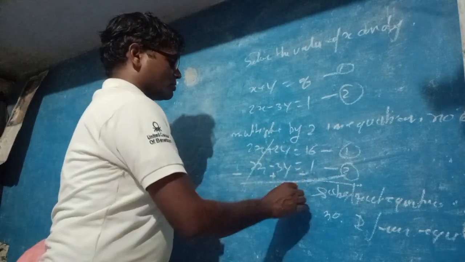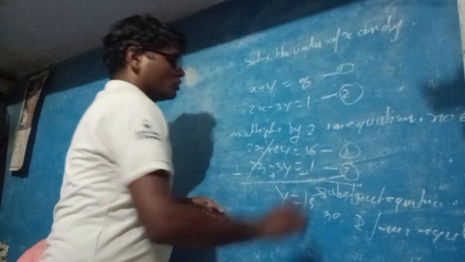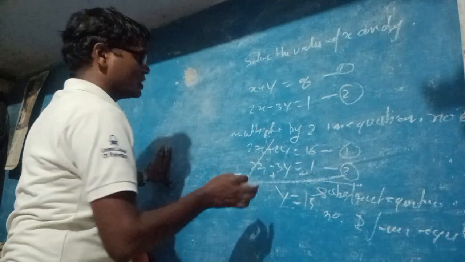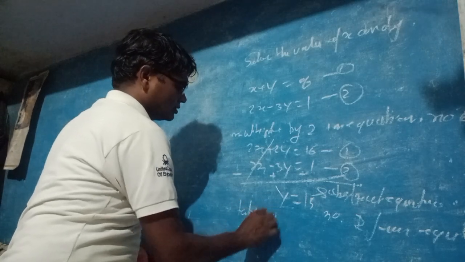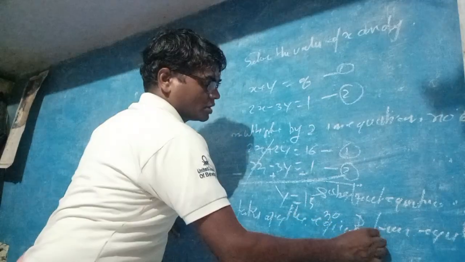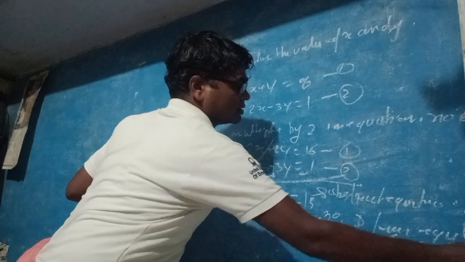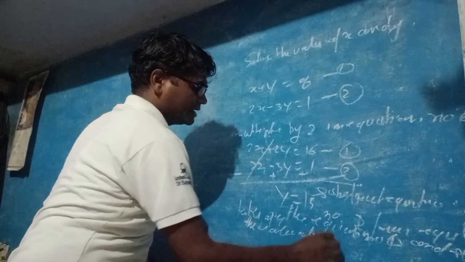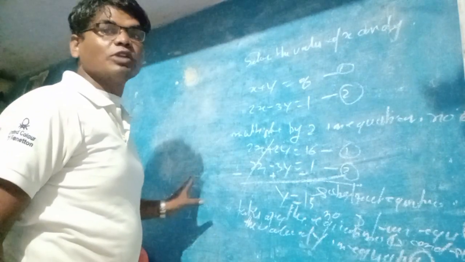So 16 minus 1 is 15. So the value of y is 15. Now take equation number 1 and substitute the value of y in equation 1.